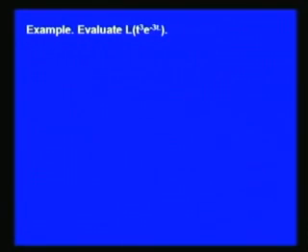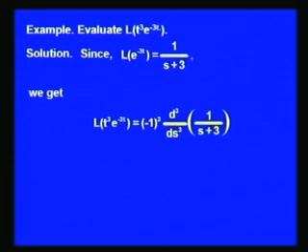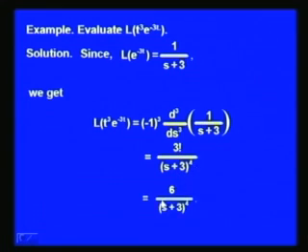Now, let us evaluate the Laplace transform of t to the power 3 into e to the power minus 3t. We know that the Laplace transform of e to the power minus 3t is 1 over s plus 3, and therefore, by using the last theorem we get the Laplace transform of t to the power 3 into e to the power minus 3t as minus 1 to the power 3 into d cube over ds cube of 1 over s plus 3, which is equal to 3 factorial over (s plus 3) raised to the power 4, which is equal to 6 over (s plus 3) raised to the power 4.